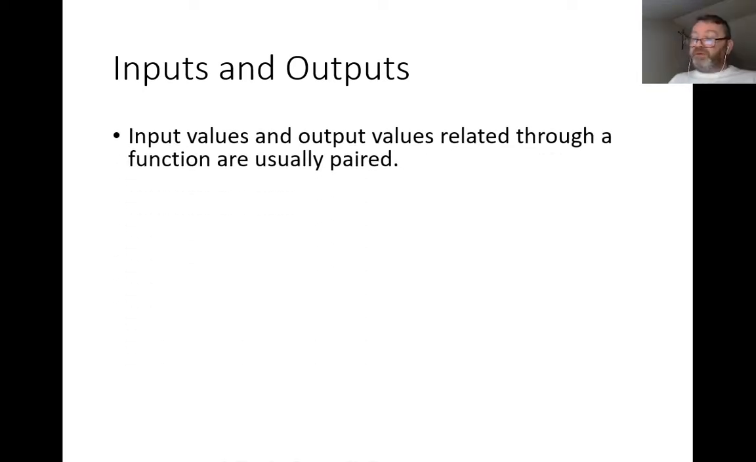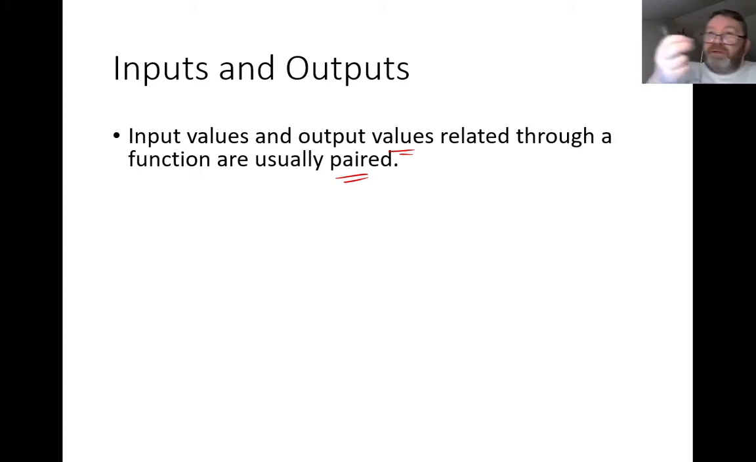So input values and output values related through a function are usually paired. Now, we've had this before in junior cert. One of the greatest areas where you use paired values was in coordinates. The point (2, 4), the point (-1, 7). They were the points that were generated by some type of function, an algebraic function.